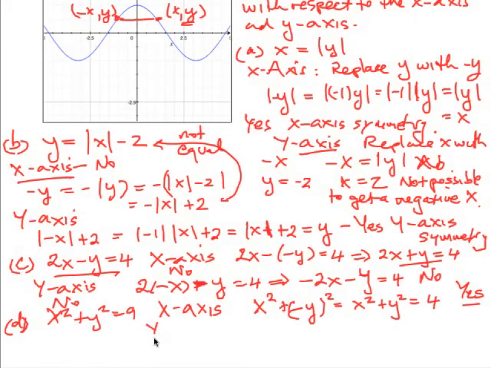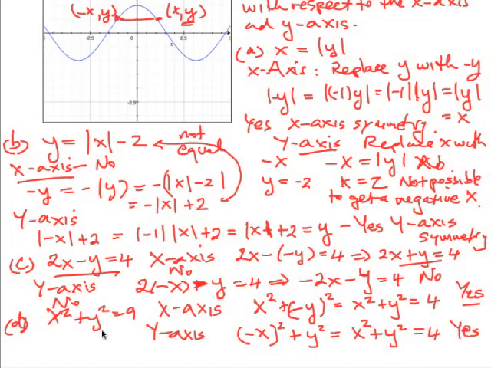What about for the y-axis? Then we replace x with negative x. And of course we see that that's the same as x squared, and that's 9, so yes. So this one has x- and y-axis symmetry, and of course this is a circle, so you can see straight away that it does. This way and this way. All right, so there's one that has both.